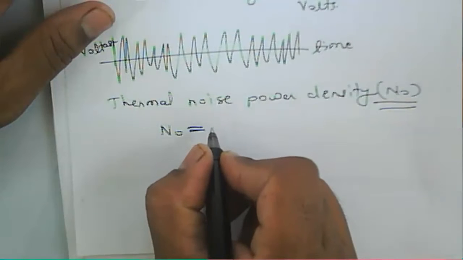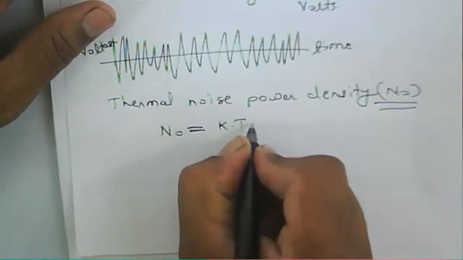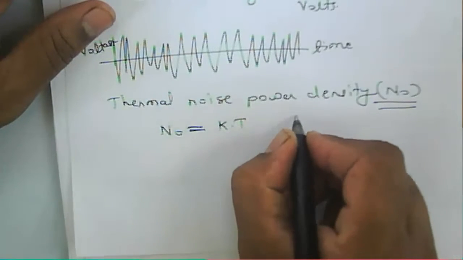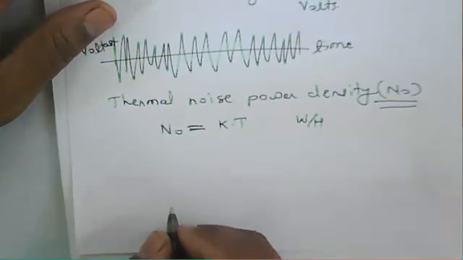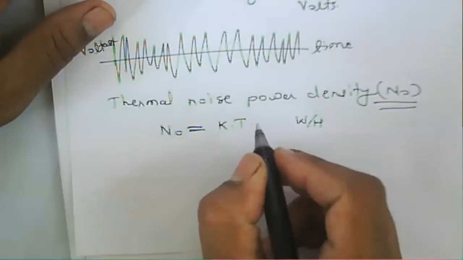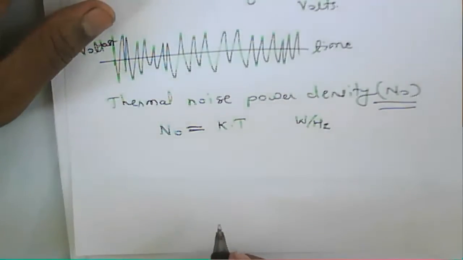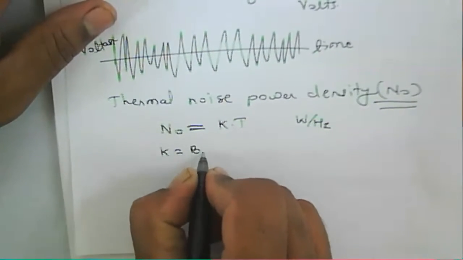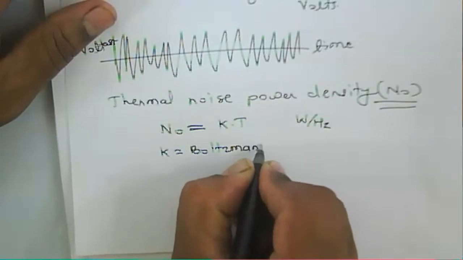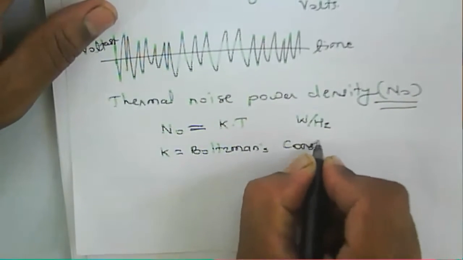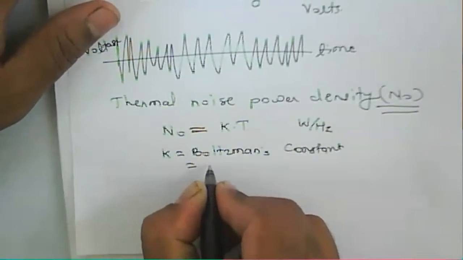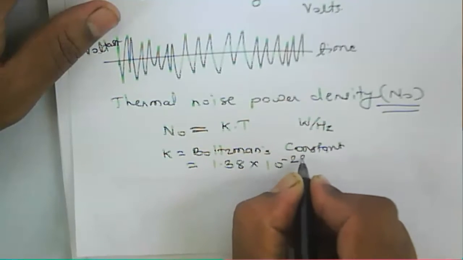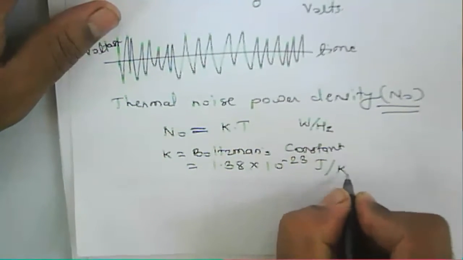So we can write the noise power density as k into T here, and this depends upon the operating frequency. So k is the Boltzmann constant, and that is equal to 1.38 into 10 to the power minus 23 joule per kelvin.